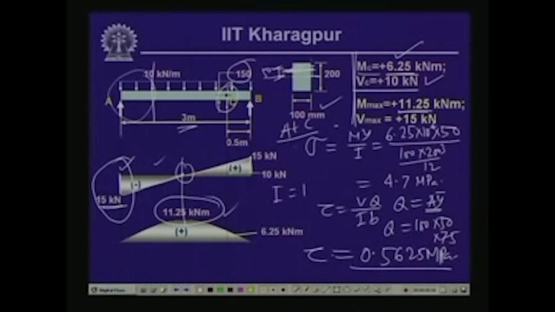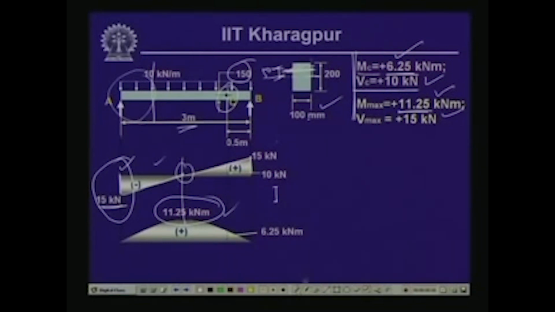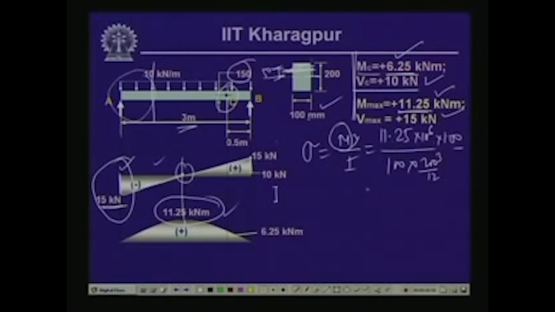Now, corresponding to the maximum value of the bending moment and the maximum value of the shear force, if you compute the stresses, we get the values like this. The bending stress sigma is again M y by I, and M max is equal to 11.25 into 10 to the power 6, and y at the extreme point, which is the maximum value, is equal to 100, and correspondingly 100 times 200 cubed by 12. This gives us the value of the bending stress, and if you compute, this comes as 16.875 MPa.